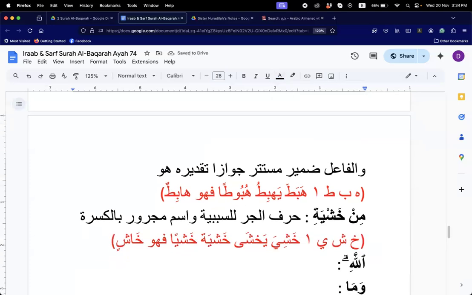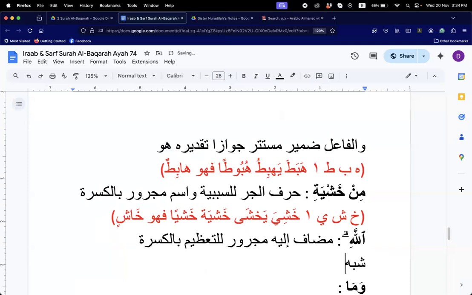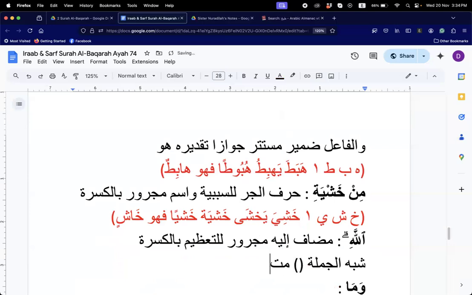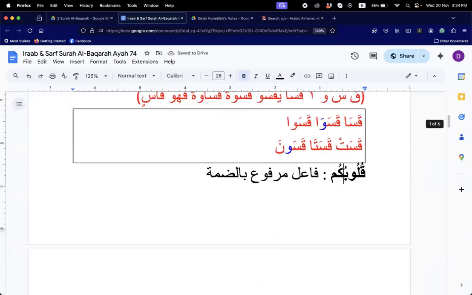And of course, lafz al-jalala will be the mudaf ilayhi. What status? Status would be jar, majrur. What majrur sign? Kasra. Yes, ta'zim, bil kasra. Of course, the whole shibh jumla will be muta'alliq to what? Yahbitu. Yes. So the shibh jumla is muta'alliq bil fi'l, which is yahbitu. Good.